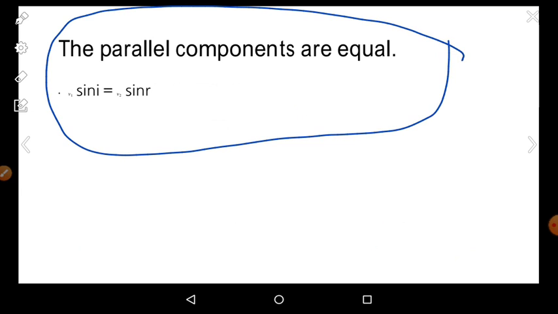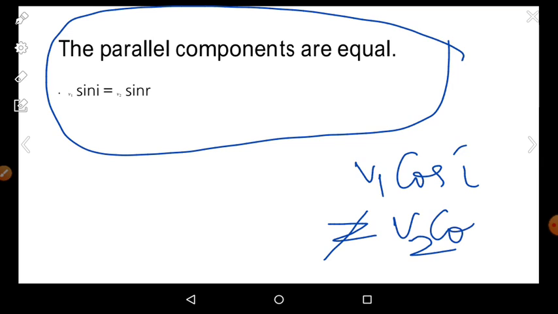Why are the perpendicular components not equal? Why is V1 cos I not equal to V2 cos R? Here, V1 sin I equals V2 sin R. The parallel components are equal, but the perpendicular components are not equal. What is the reason?